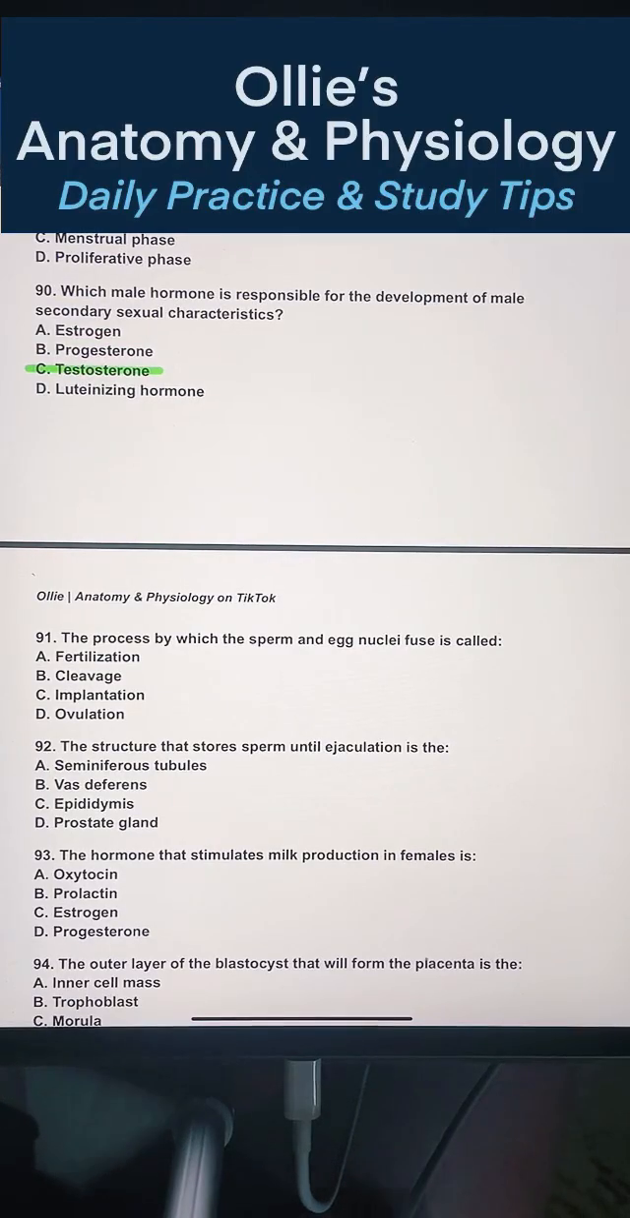Number 91, the process by which the sperm and the egg nuclei fuse is called what? What is that called? What is that specifically called?